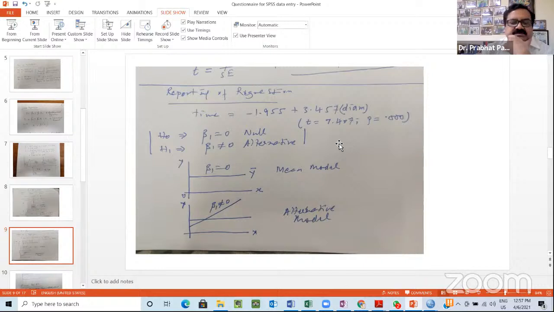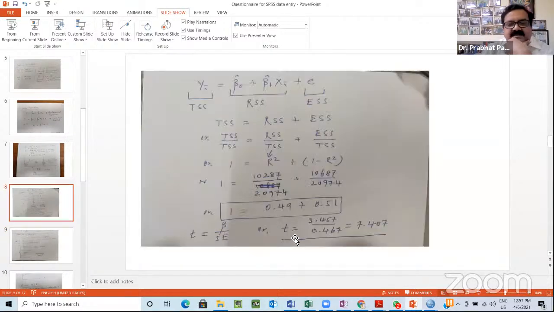That's why in research, it's very important that you actually look into the t-test and the t-value. What is the t-value that you have here? The t-value is calculated as the beta divided by the standard error. So 3.457, the beta value, divided by the standard error 0.47, you get 7.407. So that's what you're going to get.